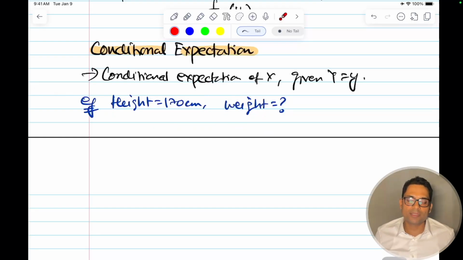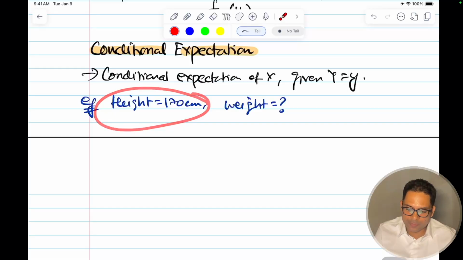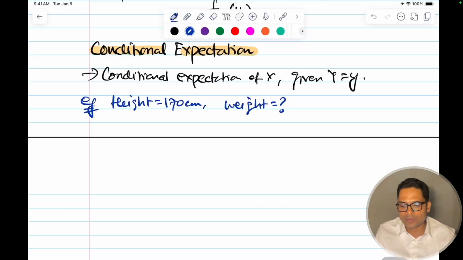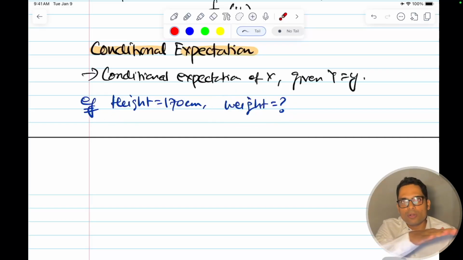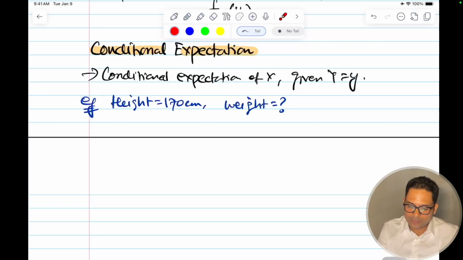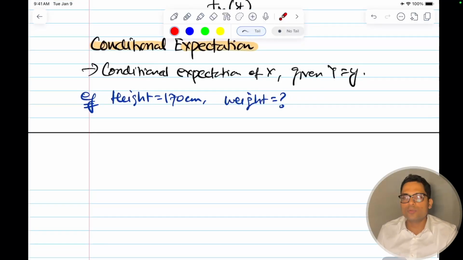If I ask you the expectation of the weight, you will give me the average weight of all the samples you have. But if I give you more information, that the height of the person is 170 centimeters, now this is the condition. Your universe has changed, the world has changed. It is limited to 170 centimeter people. So the output will be the average of the weights of all the people whose height is 170 centimeters. That average gives the expected value of the weight of a person whose height is 170 centimeters. I hope this is clear.